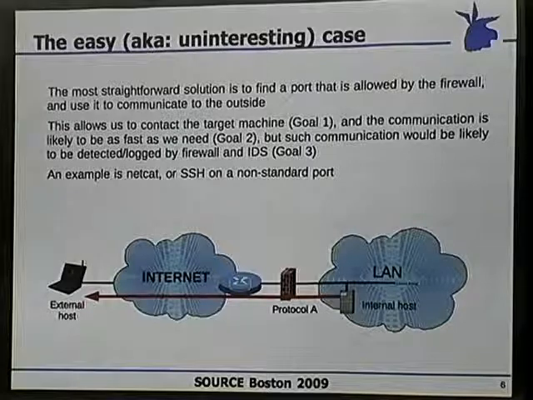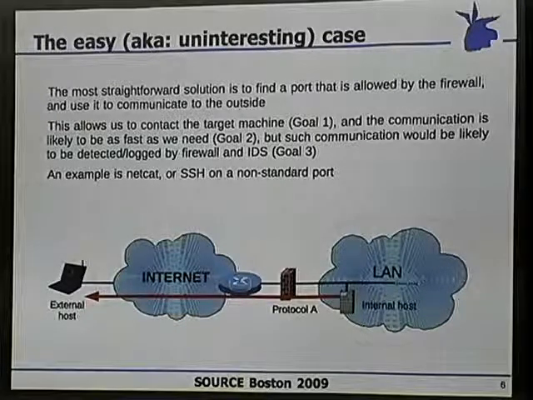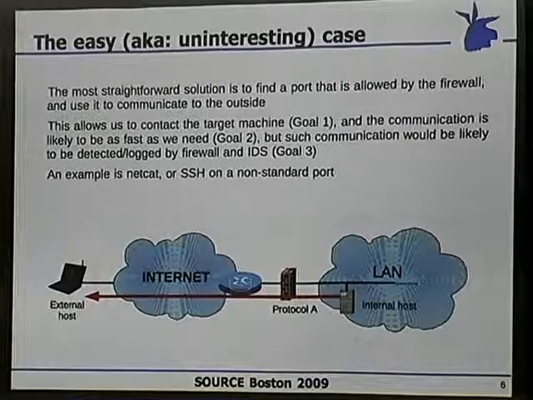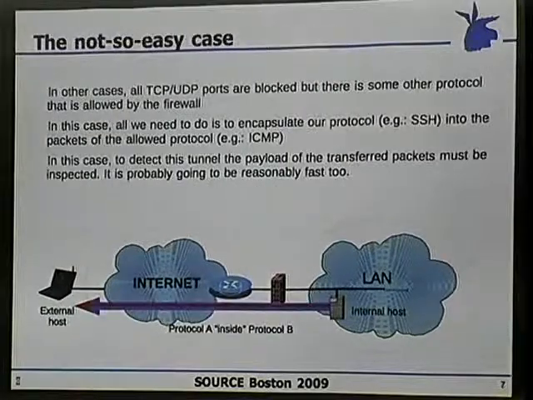The simplest case, I'm quickly going through this. Of course, the internal host, the agent on the internal host, could just start looking for an open port on the firewall, a port that is allowed through, and then just use netcat or SSH on it and start sending out data. This is easy, not very interesting.